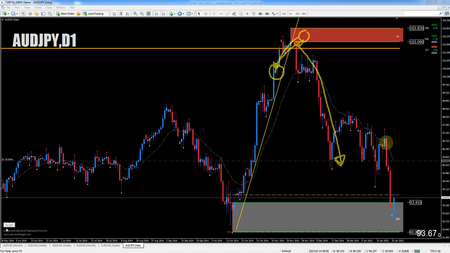But this is how supply and demand works, and how the rules at the Set and Forget community are laid out. Okay, hope that's clear. Thanks a lot.